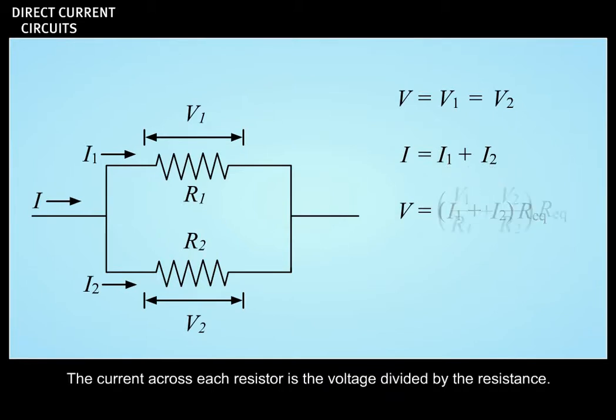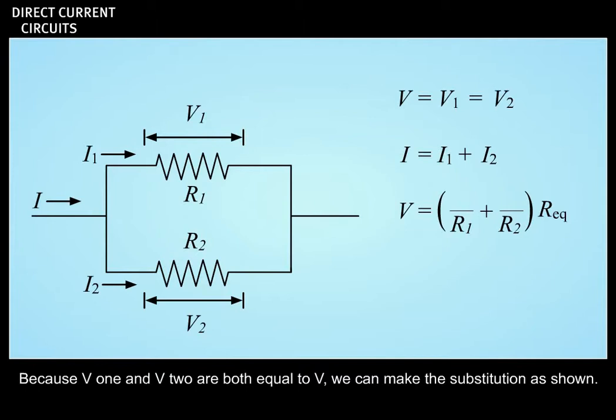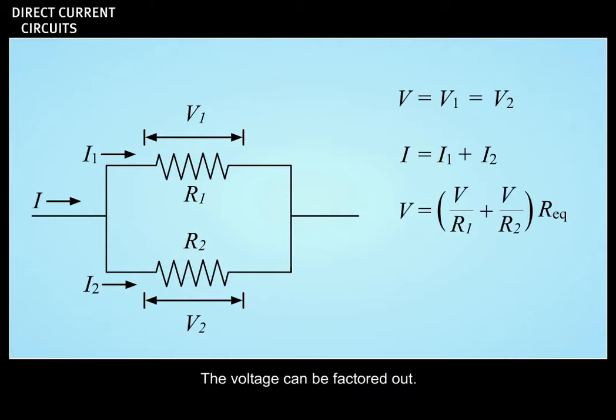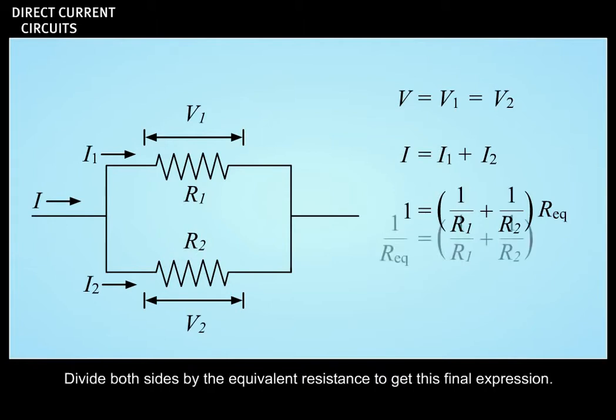The current across each resistor is the voltage divided by the resistance. Because V1 and V2 are both equal to V, we can make the substitution as shown. The voltage can be factored out. Divide both sides by the voltage to get this final expression for the equivalent resistance.